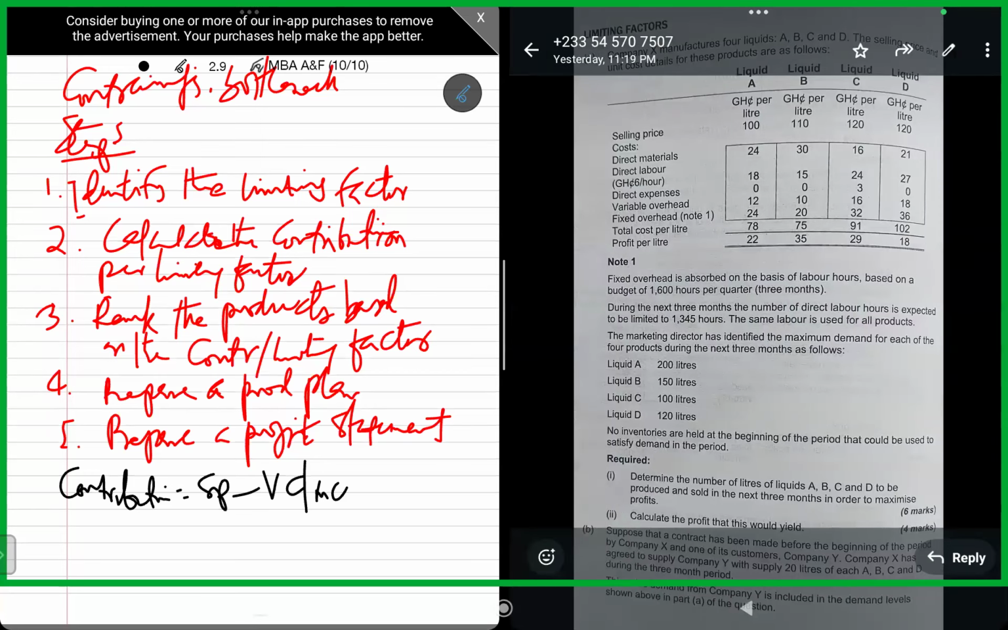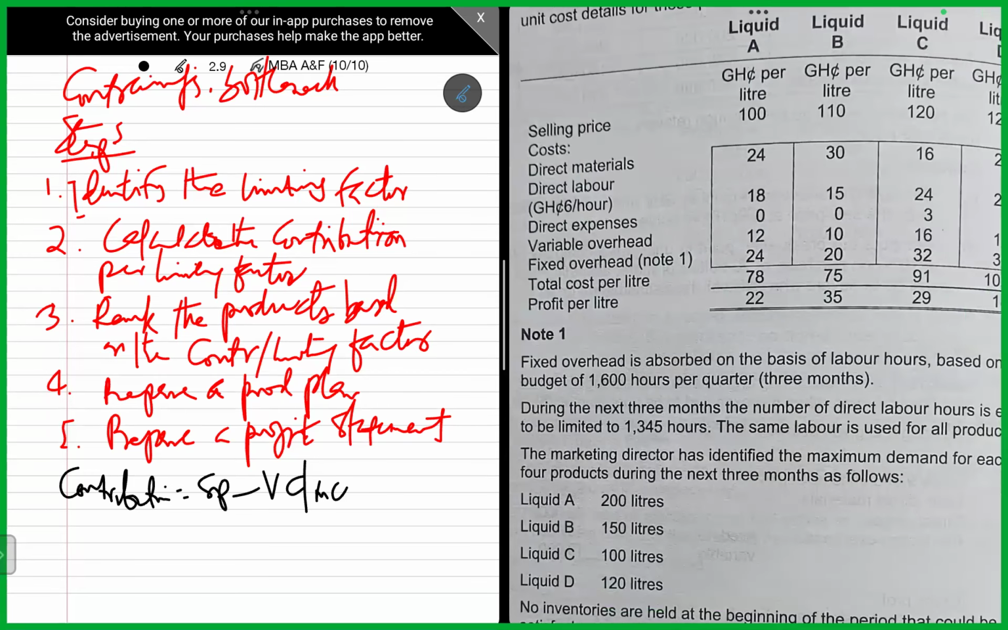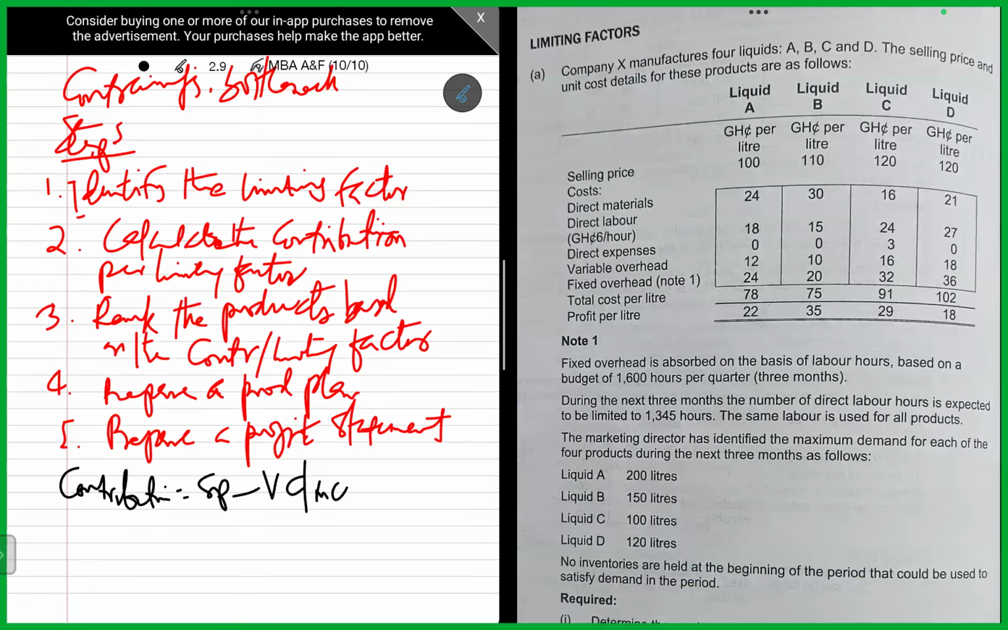All right. So let's start reading. Madam, read. Company X manufactures 4 liquids, A, B, C, and D. The selling price and unit cost details for these products are as follows. Liquid A, B, C, and D. The selling price per liter is 100 for A, 110 for B, 120 for C, 120 for D.